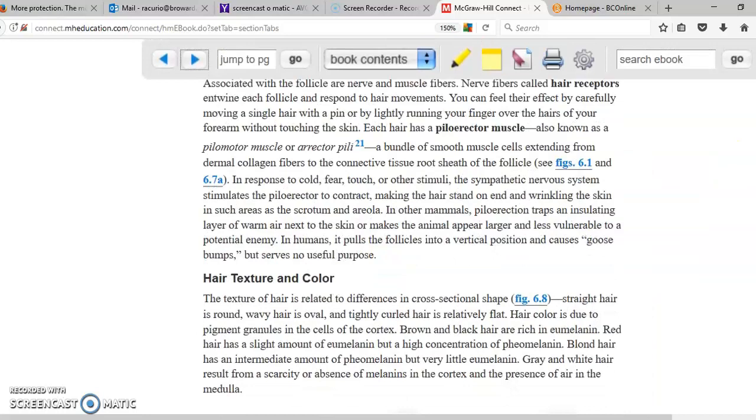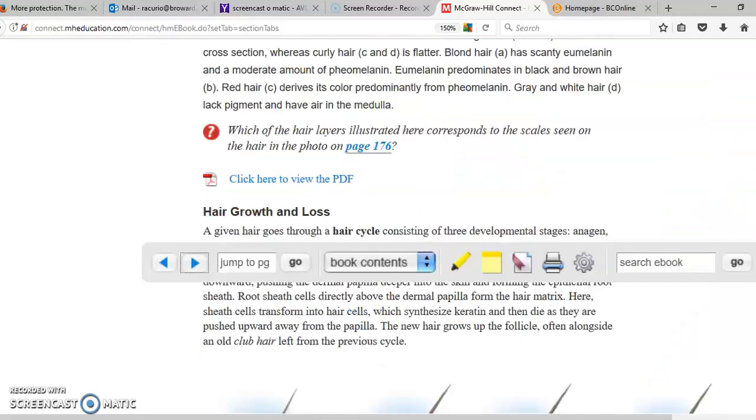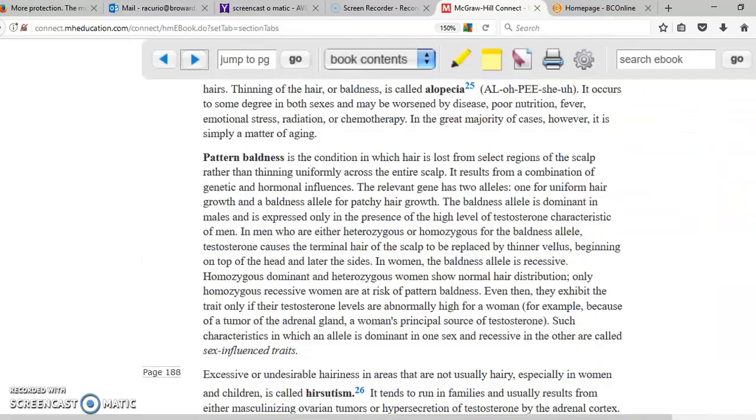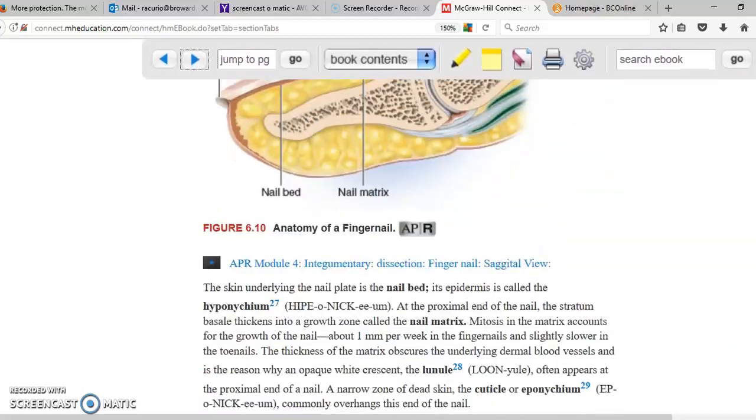We have hair all over our body. Hair and texture, some people have it straight, curly. So we keep scrolling down. Nails, the very bottom is called the lunule, this one right here. The middle is the nail body, and also we have the free edge, which is a part that we're constantly cutting. So let's keep scrolling down.